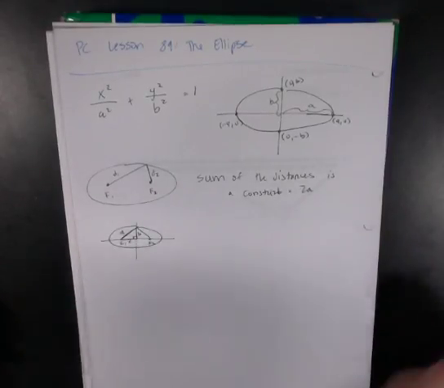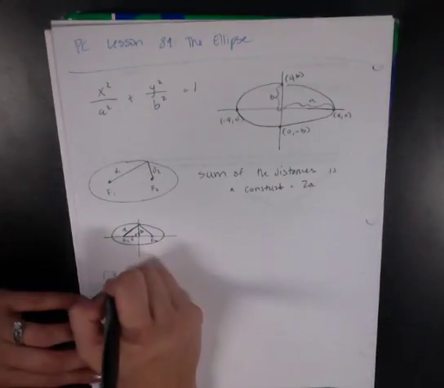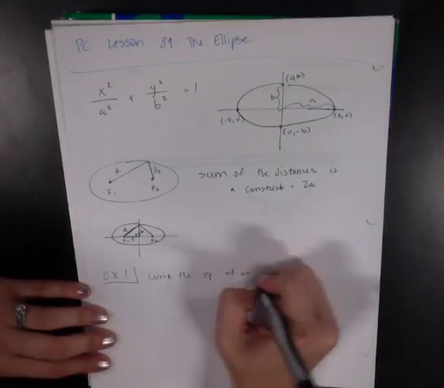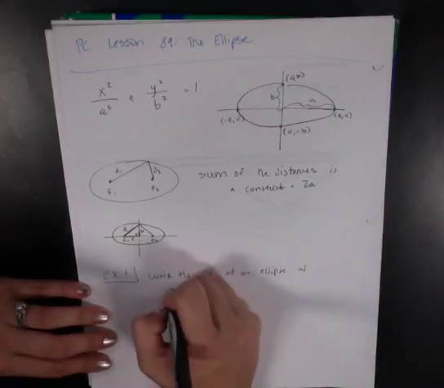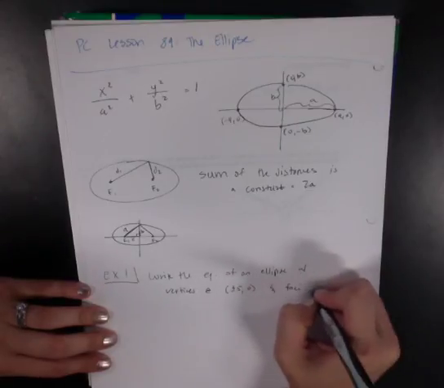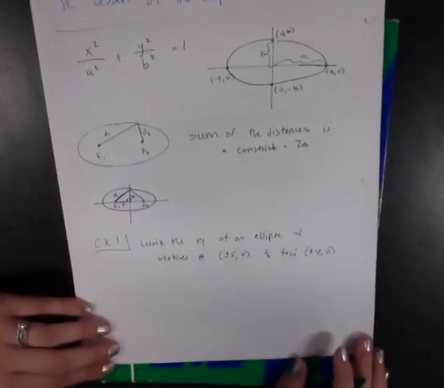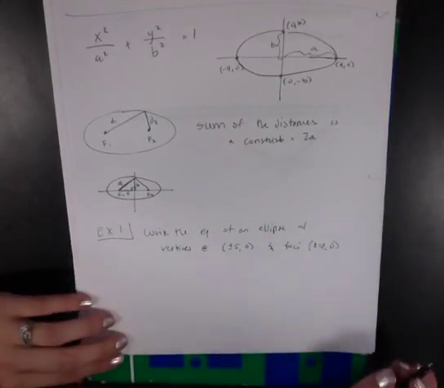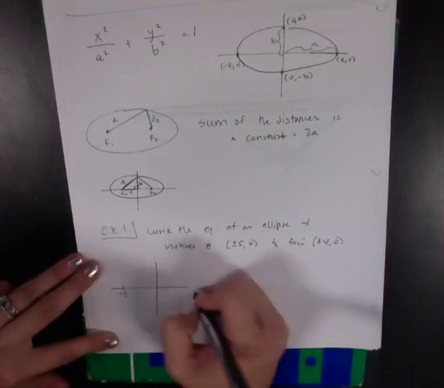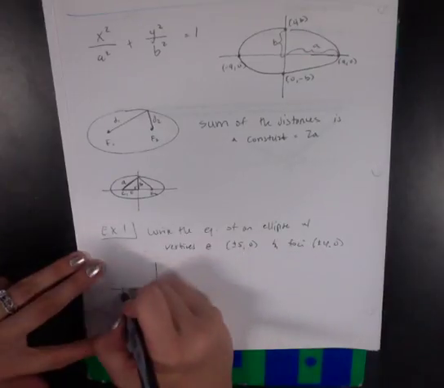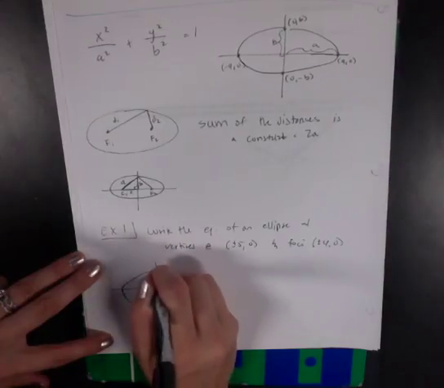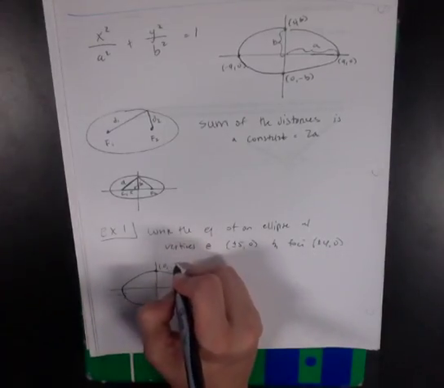This is how we're going to write the equation of an ellipse. So, let's jump into an example. Write the equation of an ellipse with vertices at plus or minus 5, 0, and foci at plus or minus 4, 0. You always have to draw a diagram. Always, always, always. So, this is negative 5, this is 5, right? And my ellipse goes through those. This point I don't know yet. That's what we're looking for.